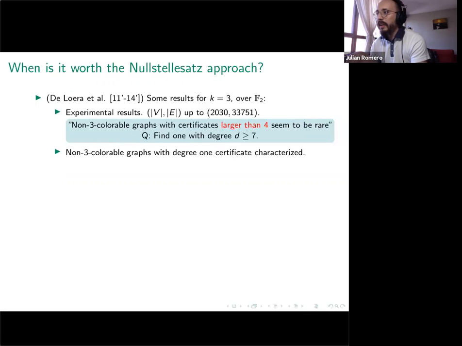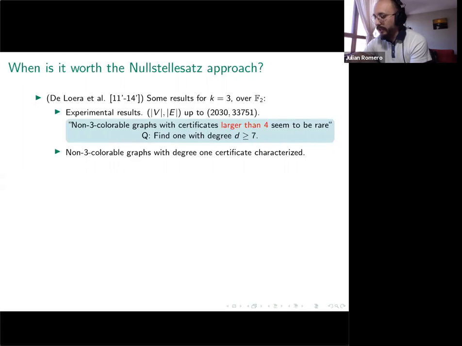Okay, sorry, never mind. So first, they also showed that they have characterized the ones that need degree 1.